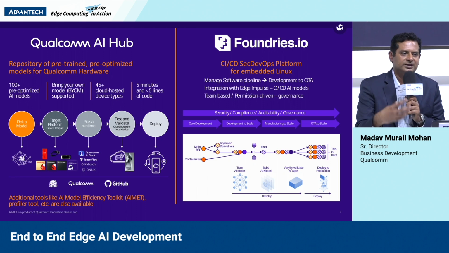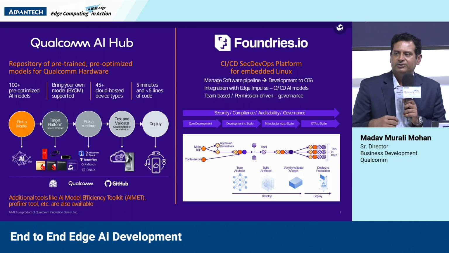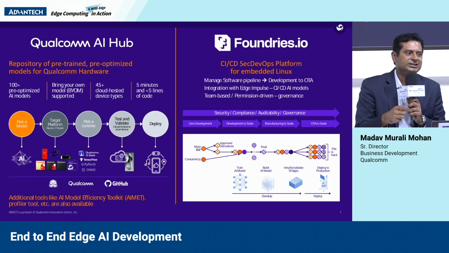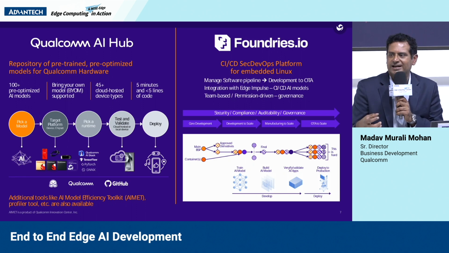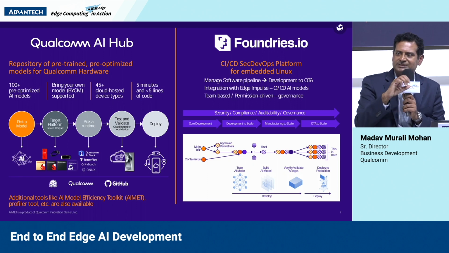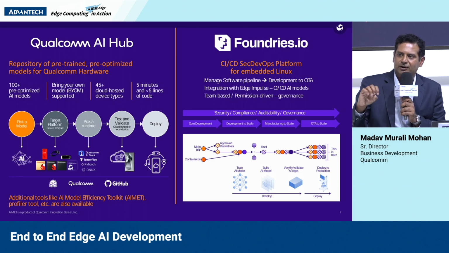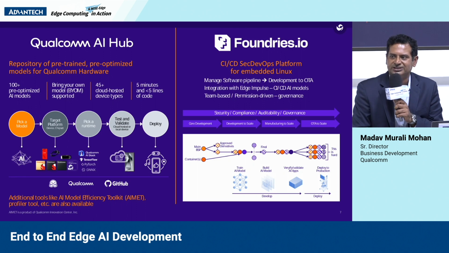And now with Edge AI, what we can do is if the Edge AI becomes an application, it just becomes one more container that the Foundries.io tool has to handle. And so you can leverage that same secure DevOps tool chain for deploying and monitoring Edge AI applications as well.